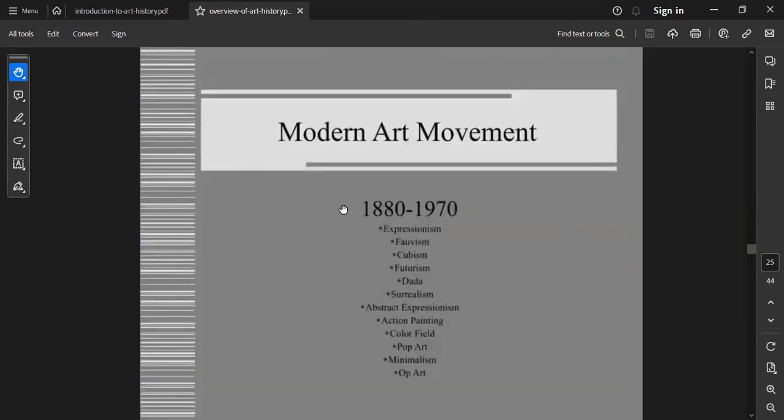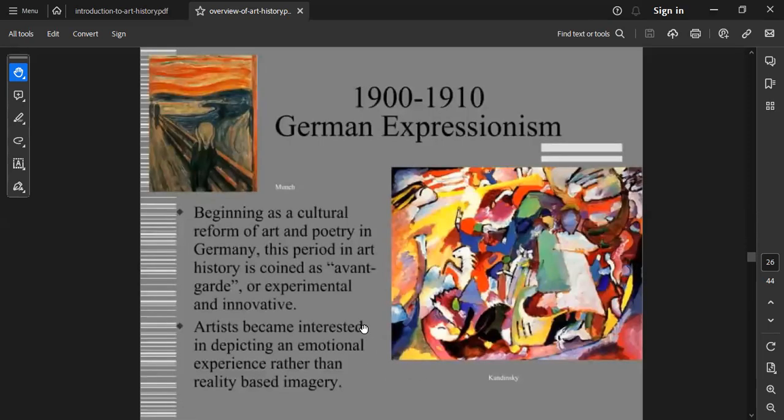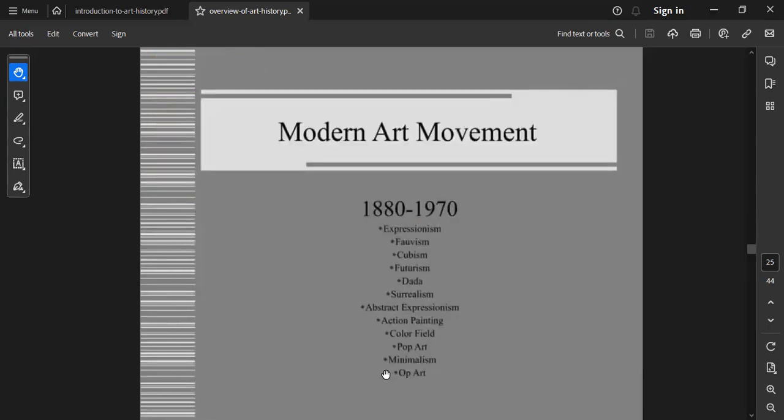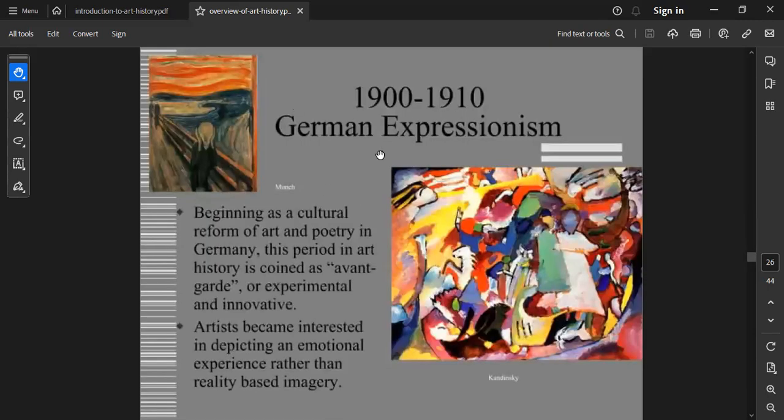Then finally, we had the modern art movement, which started from 1880 onwards till 1970, and these are the phases of modern art: expressionism, fauvism, cubism, futurism, Dada, surrealism, abstract expressionism, action painting, color field, pop art, minimalism, and op art. And lastly, we have the phase which is currently going on, which is the experimental, interdisciplinary phase of art.